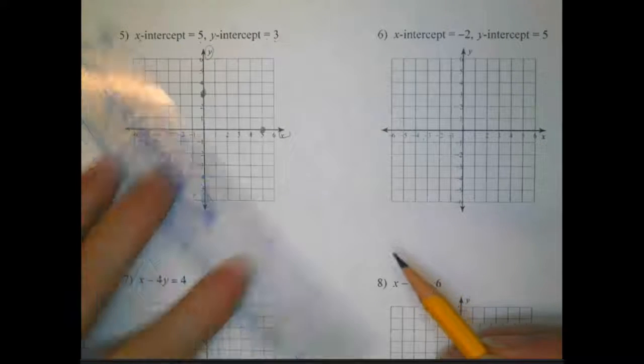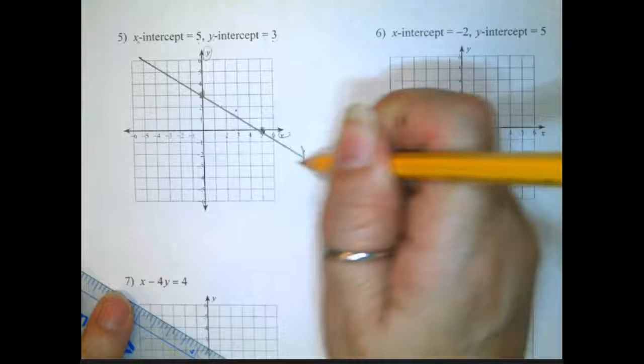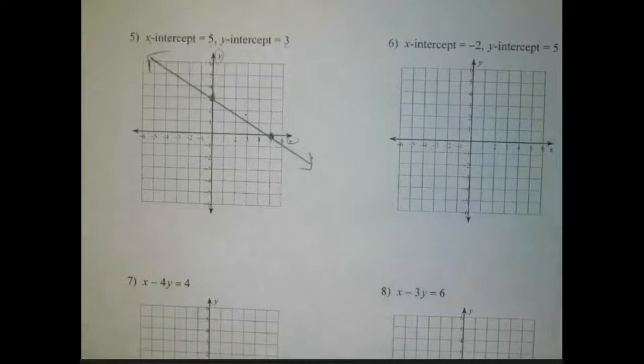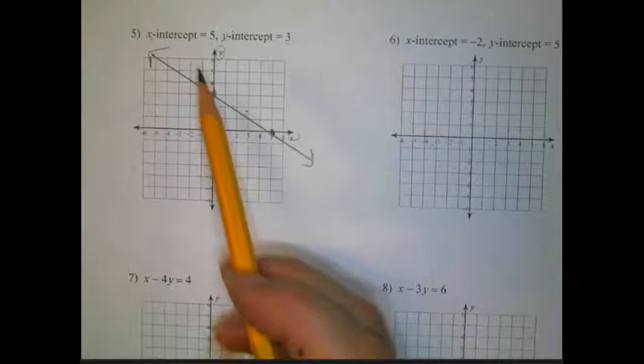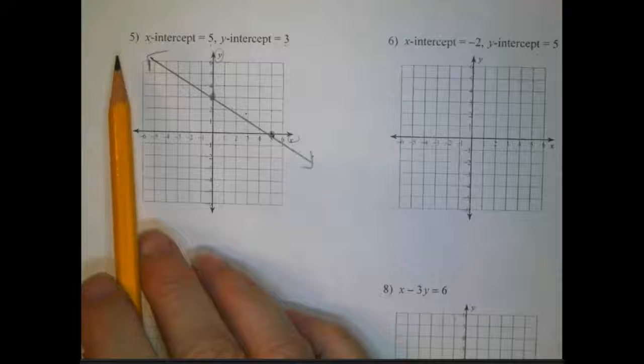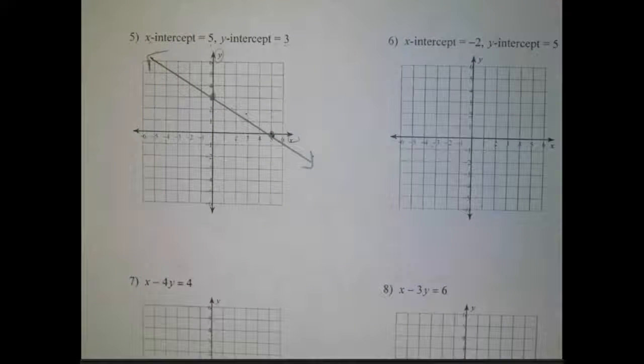You're going to take your straight edge, and you're going to find those 2 points, and you're going to draw a line all the way through the graph end to end with arrows on both ends. Normally I would tell you to label it, but there is no equation. It just told us what our intercepts are. So we're not labeling this particular graph.